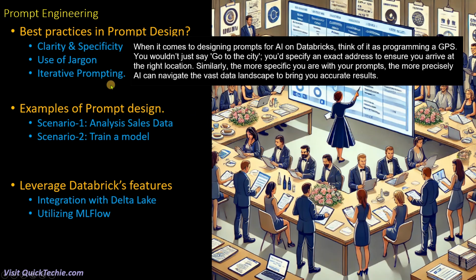When it comes to designing prompts for AI on Databricks, think of it as programming a GPS. You wouldn't just say, "Go to the city," you'd specify an exact address to ensure you arrive at the right location. Similarly, the more specific you are with your prompts, the more precisely AI can navigate the vast data landscape to bring you accurate results.